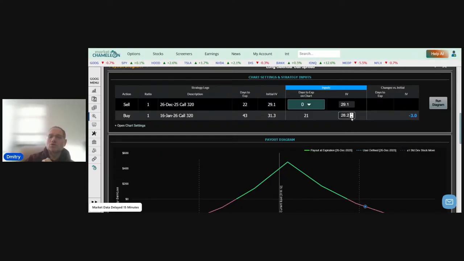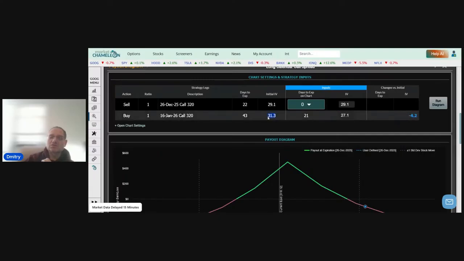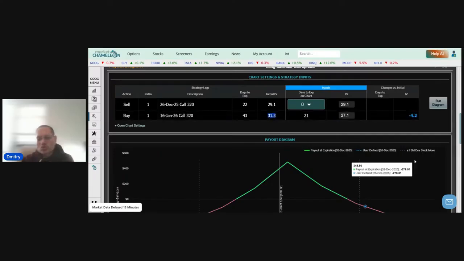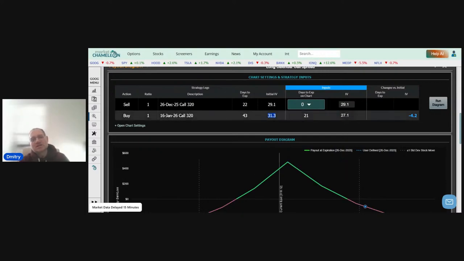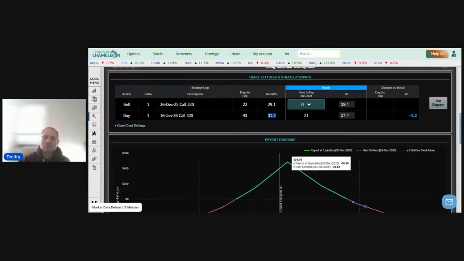Right? We want to see what would happen to our position. So you see, I put it to 27.1. We've removed 4.2 vol clicks from today's vol. Well, that's going to impact this position. Remember, now we have decay in this option plus implied vol comes down. If implied vol comes down, premium comes down. So this is going to change. So let's run this analysis.